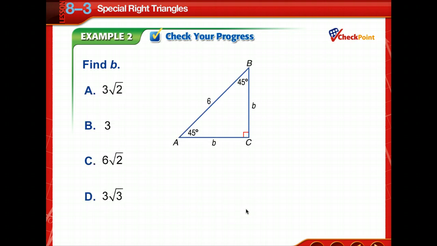Time to check your progress, so pause for a moment and come back and check your answer. Okay, so we know the hypotenuse, the 6, is equal to this times the square root of 2. So 6 is equal to b square root of 2. We divide both sides by the square root of 2. Then we rationalize the denominator by multiplying by square root of 2 over square root of 2. We end up with 6 square root of 2 over 2. 6 divided by 2 is 3. 3 square root of 2.